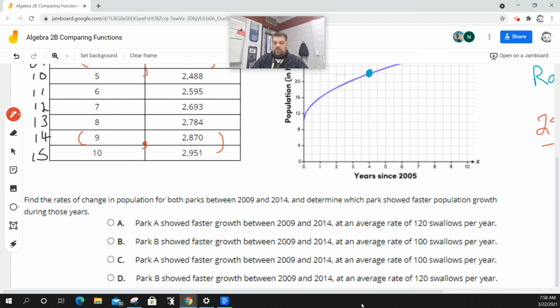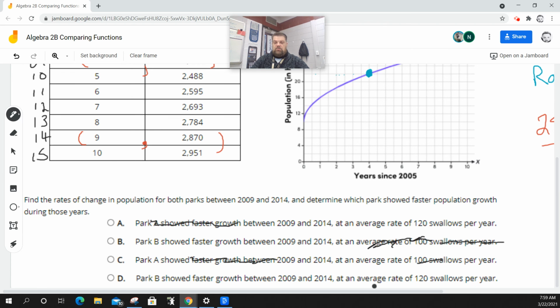So now let's see which one is correct. It says Park A shows faster growth rate at an average of 120. No, that's actually Park B. So that one's not true. Option B, Park B showed a faster, let me show you what I'm reading. So I read Park A, it's not true. Okay, so Park A was no good. Park B showed a faster growth rate, that's true, of 100 swallows per year. No, that's a false statement. Park B was 120. Park A showed a faster, nope, it wasn't faster than Park B. This is right, but it's not right.